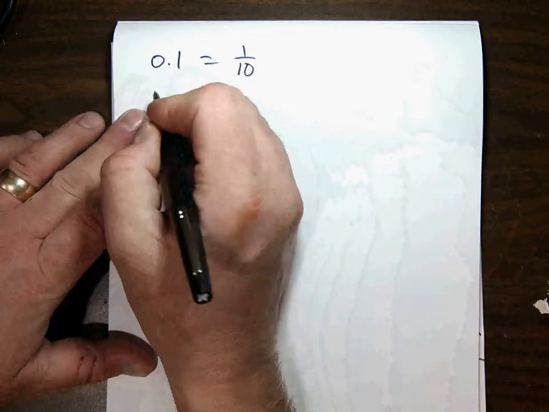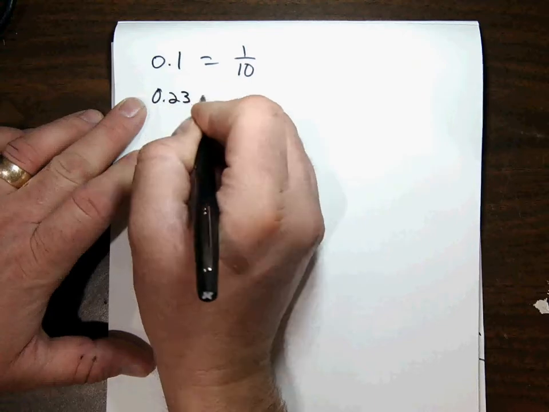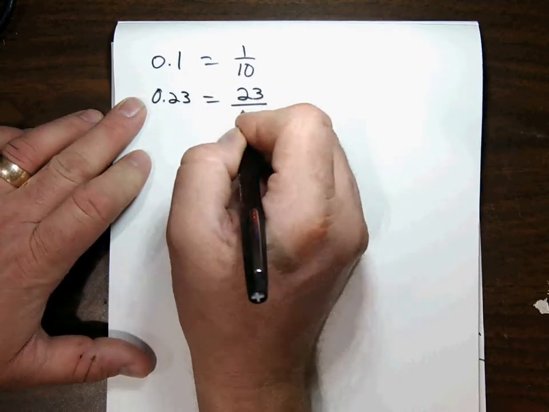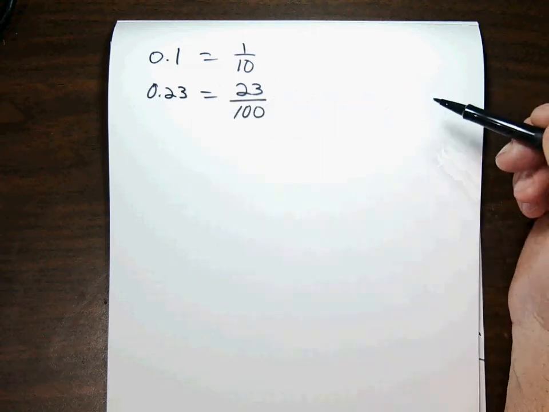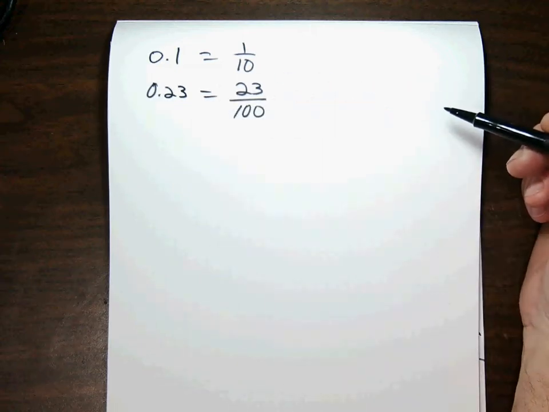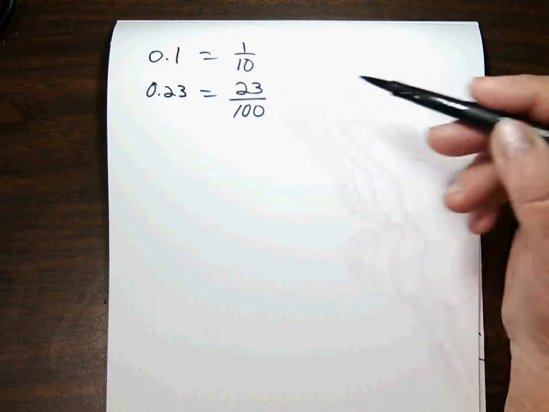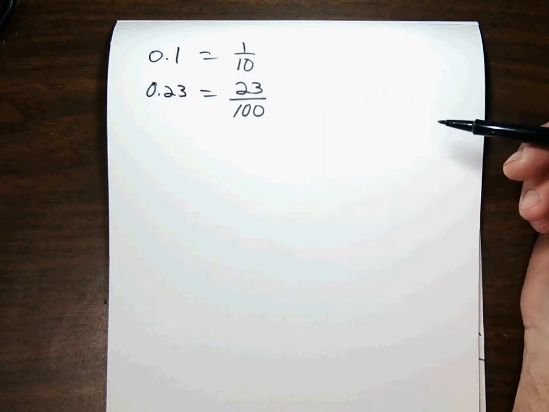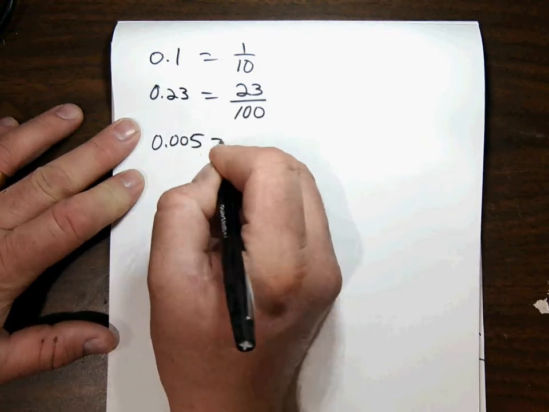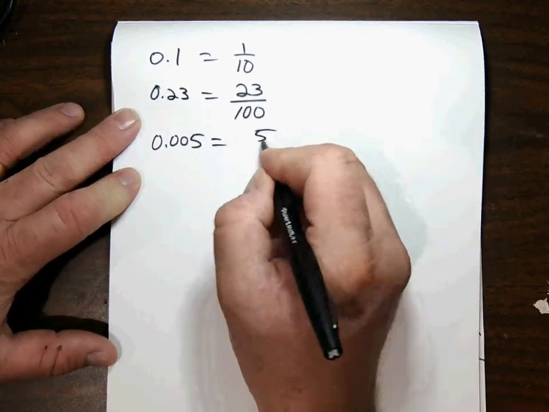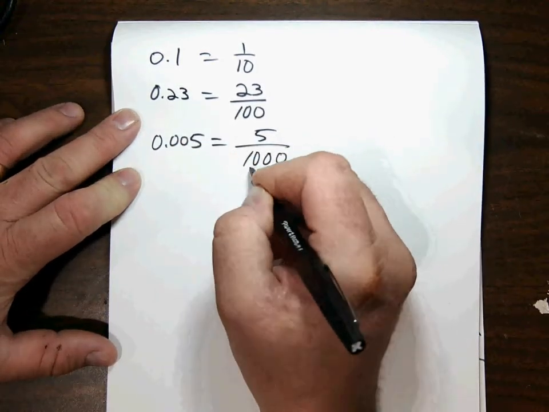Okay. 0.23 means 23 out of 100. Tenths position, hundredths position, 23 100ths. I would read that as 23 100ths. How about 0.005? I would read that as 5 1,000ths, 5 over 1,000.